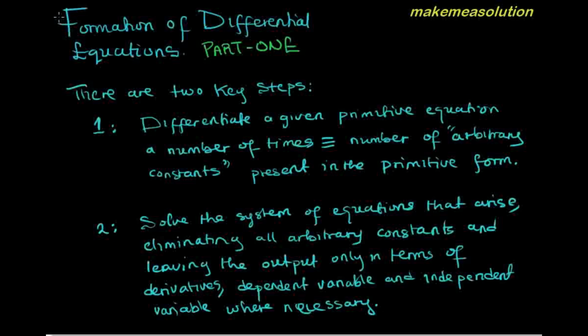Okay, then the next step is you're going to solve the system of equations that arise by eliminating all the arbitrary constants and leaving the output only in terms of derivatives, independent variable, dependent variable where necessary. So you're going to attempt to solve the system of equations that arise when you differentiate your primitive equation a certain number of times depending on the number of arbitrary constants present. So your objective is to eliminate all arbitrary constants, then leave the output only in terms of derivatives or mixed with dependent variables and independent variables, okay, where applicable.